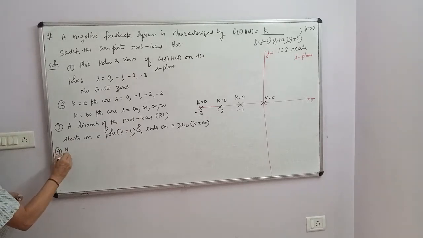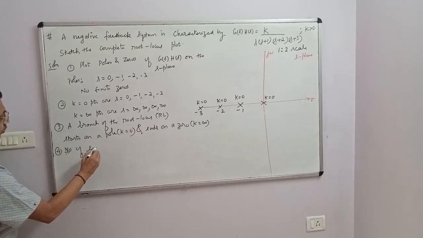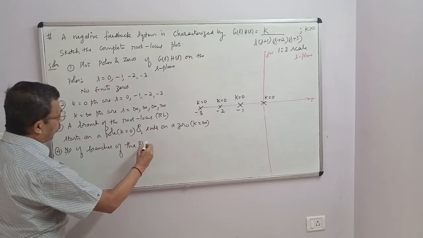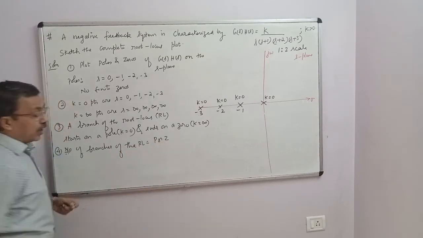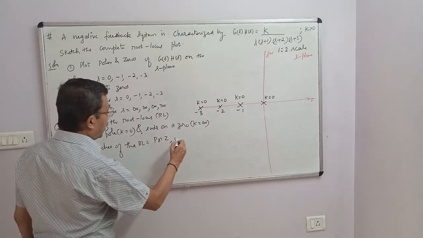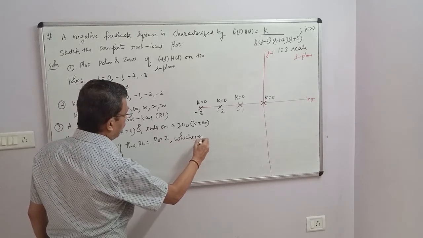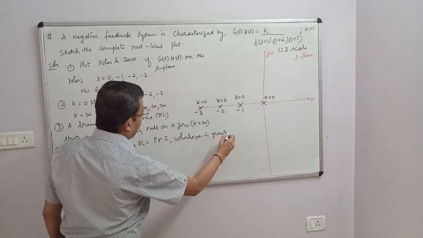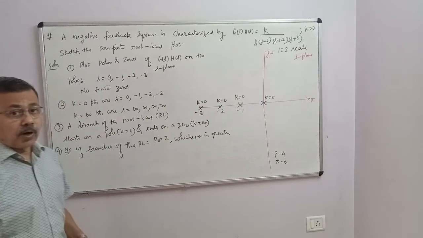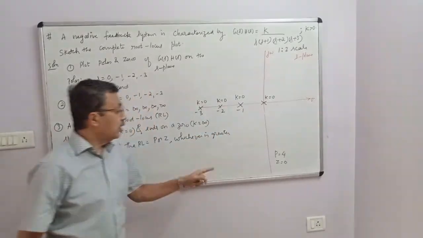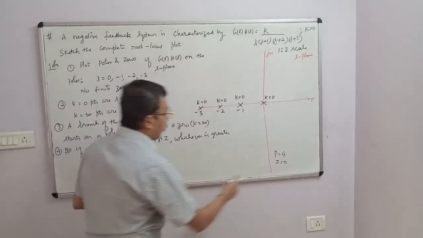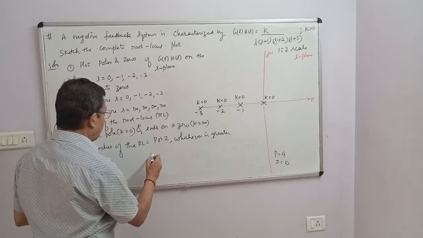Next, number of branches of the root locus equals P or Z, whichever is greater. P stands for finite poles, Z stands for finite zeros. In the present problem, P is 4, Z is 0. P stands for number of finite poles which are 4 in number. Z stands for number of finite zeros, there are none. Therefore, number of branches is equal to 4.